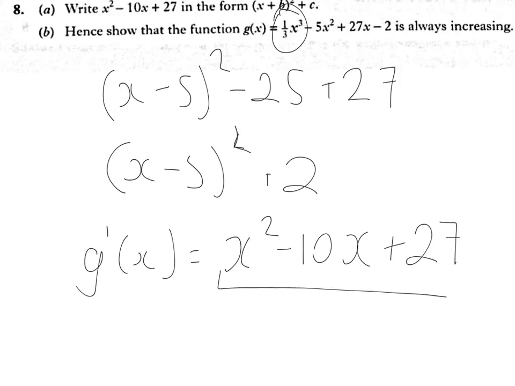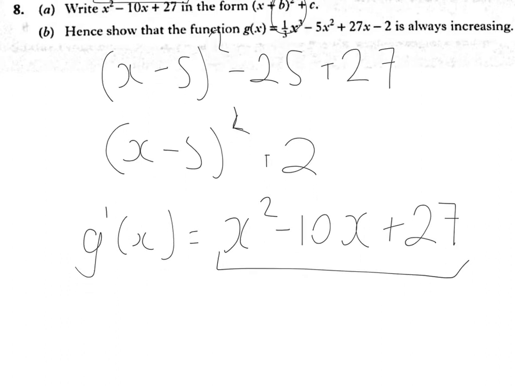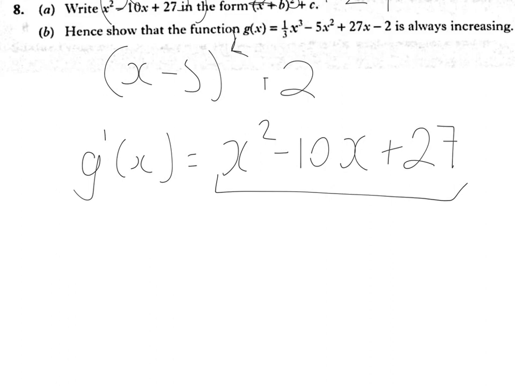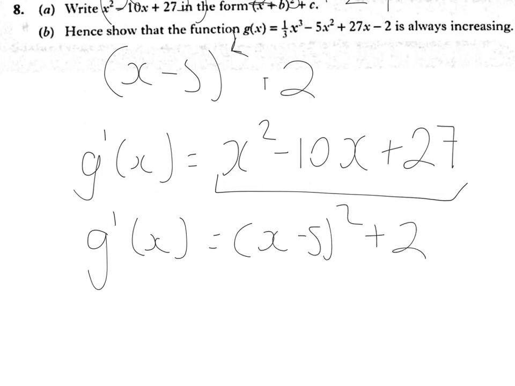We can see, as I expected would be the case, that that's the same function as that. We've already completed the square with that function, x squared minus 10x plus 27. So the hence bit is really telling me to write g dashed x, x squared minus 10x plus 27, as x minus 5 all squared plus 2, which I've already worked out. That's what it is. Now remember that g dashed x is a measure of the gradient. It's a differentiated function, so this represents gradient.